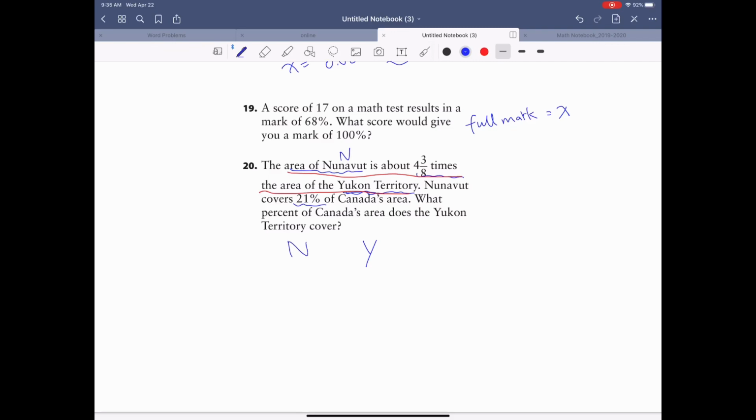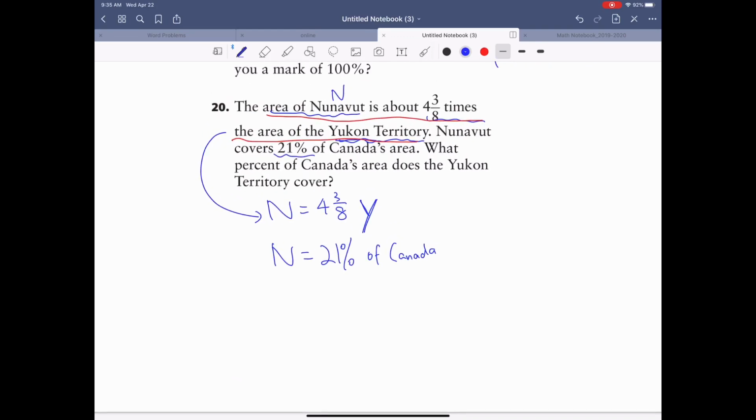So Nunavut, go stepwise, okay? So Nunavut is that much times Yukon territory's area. So that's the equation given to you from the first sentence here. Nunavut covers that much area of Canada. So Nunavut equals 21% of Canada, okay? You basically simplify the words to a math equation, then you solve it. And you want to know the percentage here by Yukon.